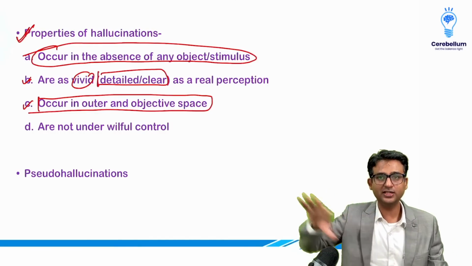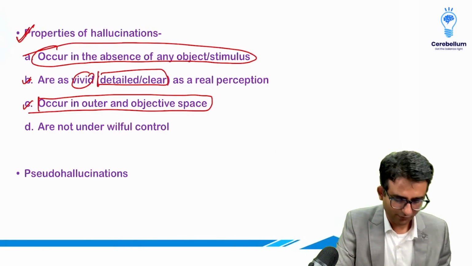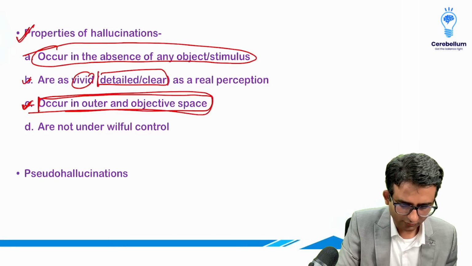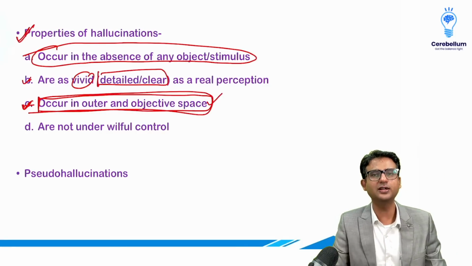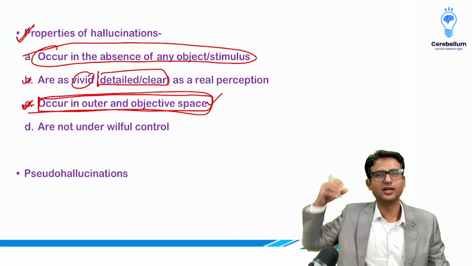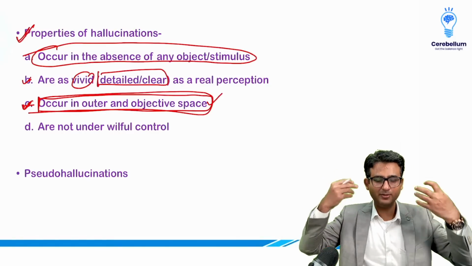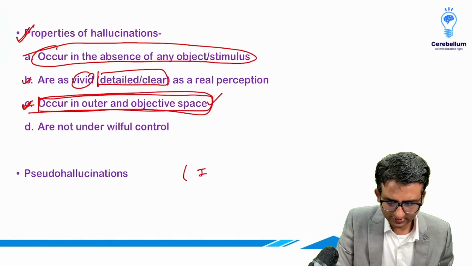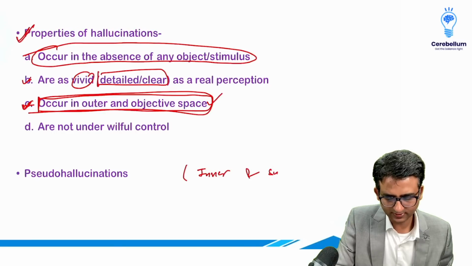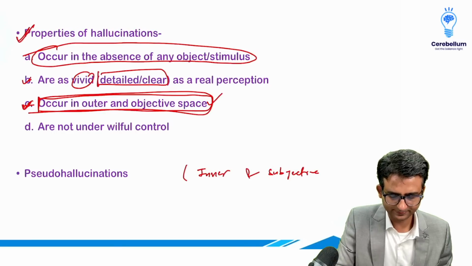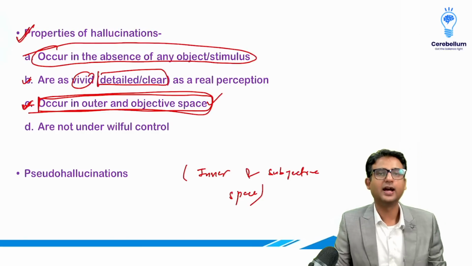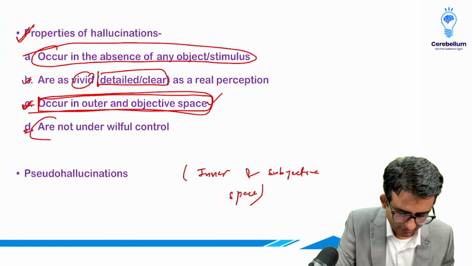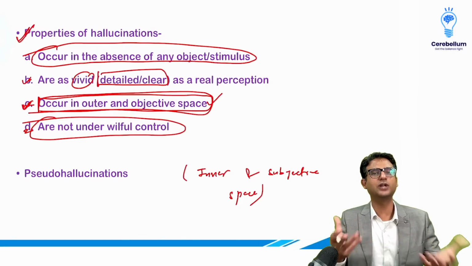So the patient who is saying the voices come from outside, for that patient, we can say that the third criteria is fulfilled, that voices are coming from outside. If somebody says voices are coming from within my mind, उसको हम बोलते हैं inner and subjective space. अंदर से मन की आवाज. And the fourth is hallucinations are not under the willful control. You cannot control the hallucinations.